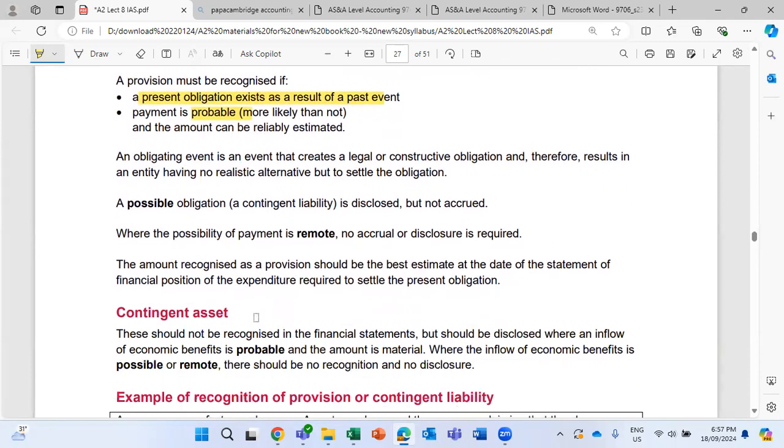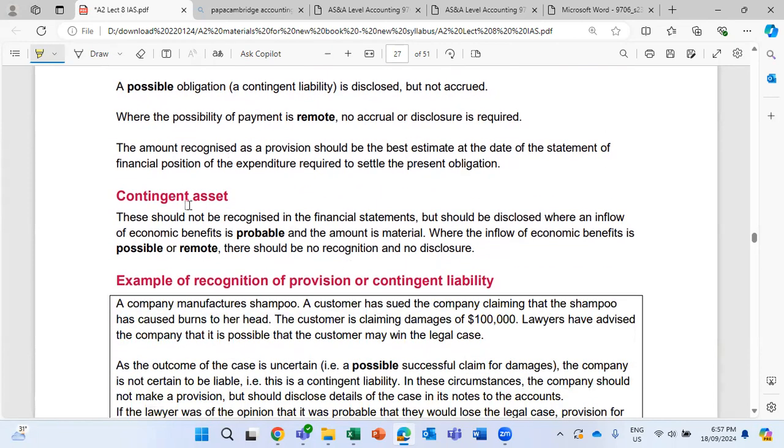So the amount recognized as a provision should be the best estimate at the date of the SOFP of the expenditure required to settle the present obligation. Contingent assets should not be recognized in the financial statements, but should be disclosed where an inflow of economic benefits is probable. Can you see the word probable? When you compare probable to possible, probable is a higher probability. If the future economic benefit is probable and the amount is material, that means large enough to make a difference, then it should be disclosed.